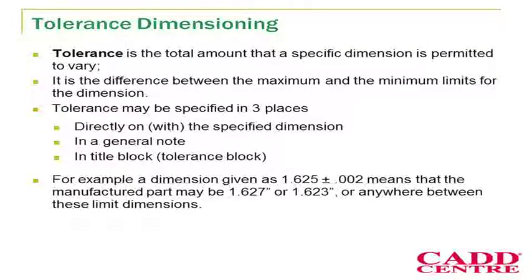Tolerance can be specified in 3 places. 1. Directly on the dimension with a plus or minus symbol. Second, it can be added as a general note. Third, it can be added in the title block, or we call it a tolerance block in the title block. For example, if you apply a dimension which is given as 1.625 with plus or minus 0.002, that means the manufactured part should be between 1.627 inches and 1.623 inches, or anywhere between these limit dimensions.